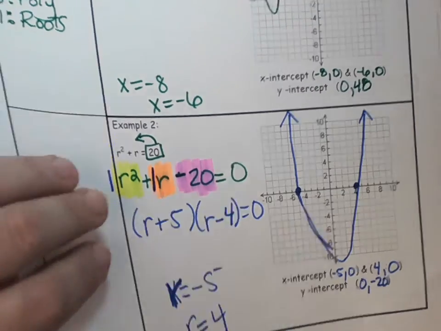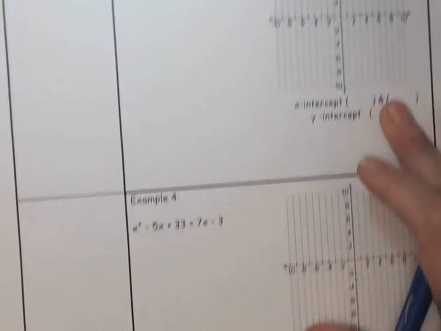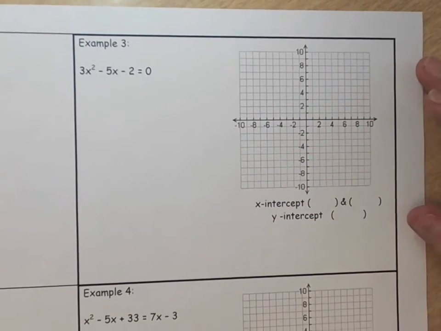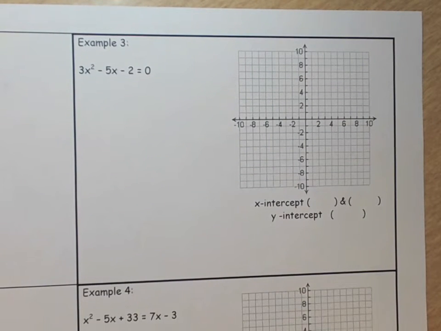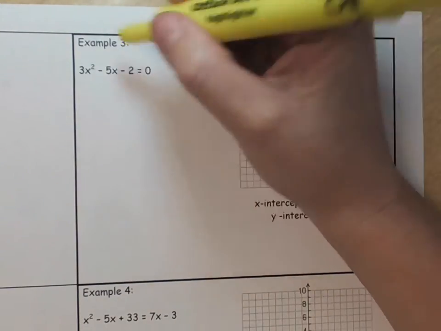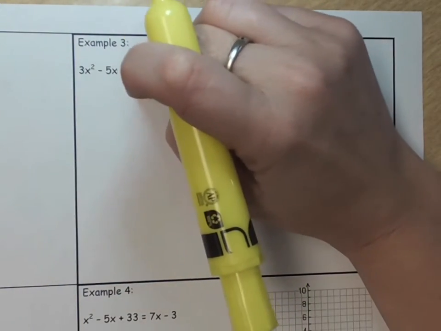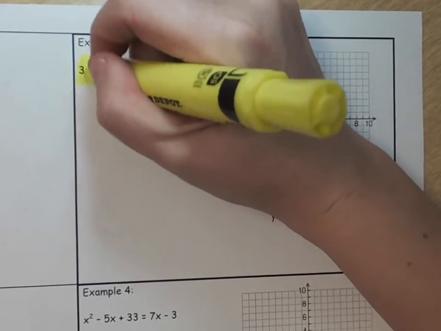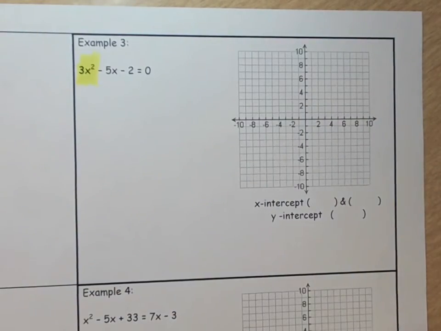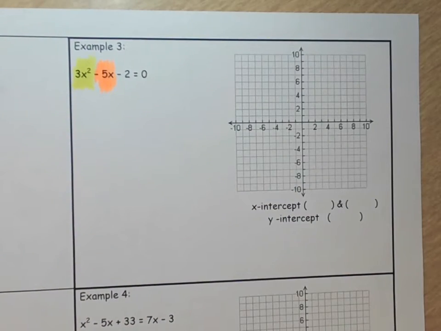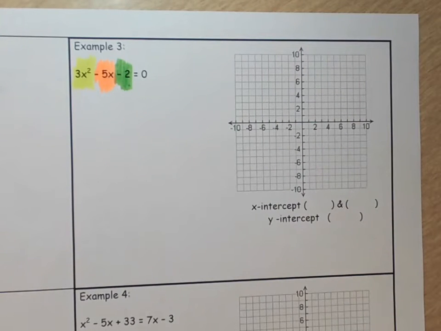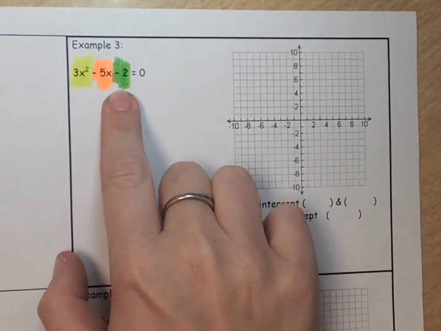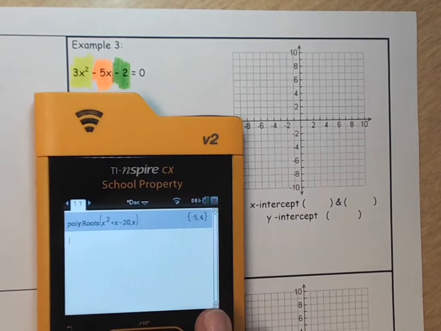All right, let's go on to example 3. So now in example 3, it's no different. 3x squared minus 5x minus 2. It's already in a x squared plus b x plus c form. So this is our a value. This is our b value. And this is our c value. Just because there's a number in front doesn't mean our steps change. It's already ready to go, so we can go straight to putting it in the calculator.